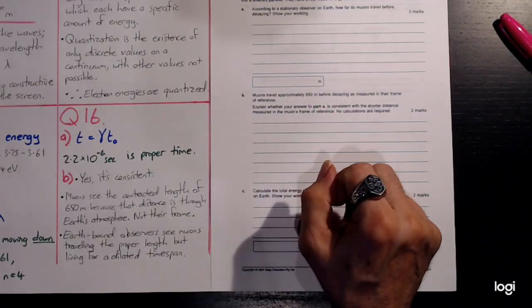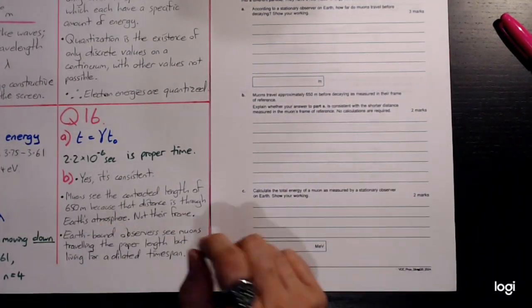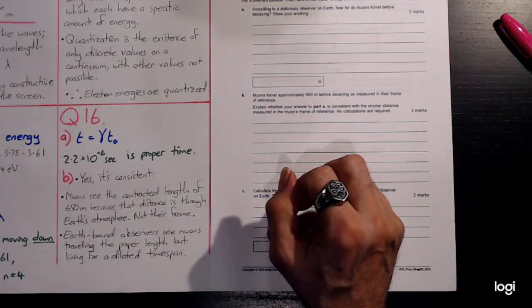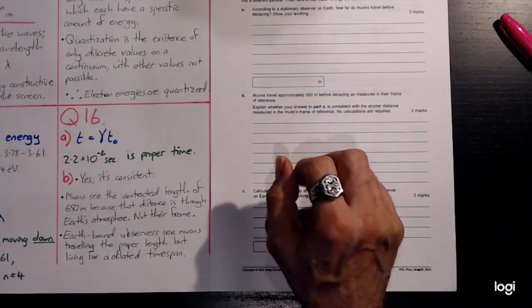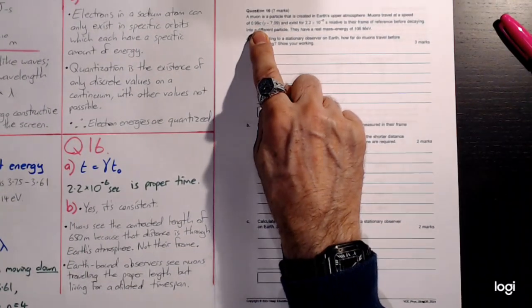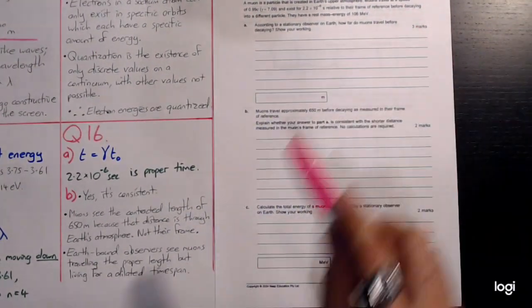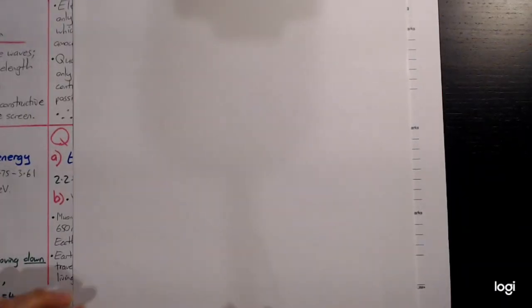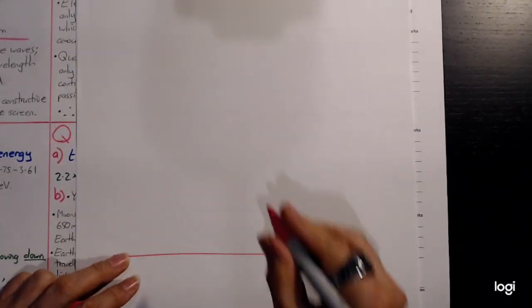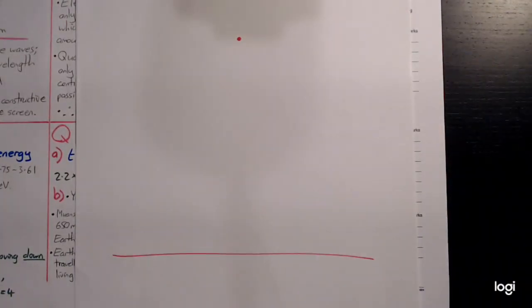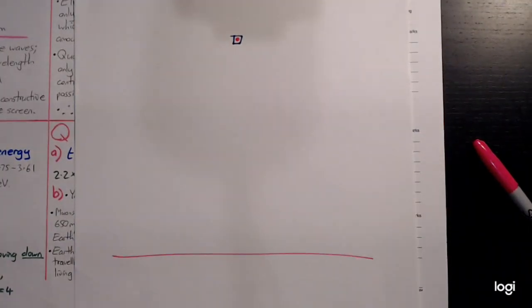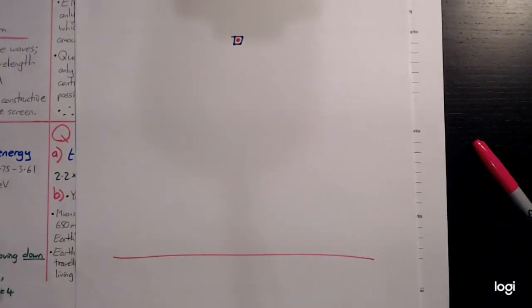Muons are not seeing the right distance. They are seeing a contracted length of 650 meters, because that distance is through Earth's atmosphere, and the Earth's atmosphere is not traveling at 0.99 times the speed of light, but only the muons are doing that. Okay, so you need to be able to demarcate frames of reference here. So there's the ground, and here's a muon, and the muon's frame of reference is that. Right? Everywhere else is Earth's frame of reference.